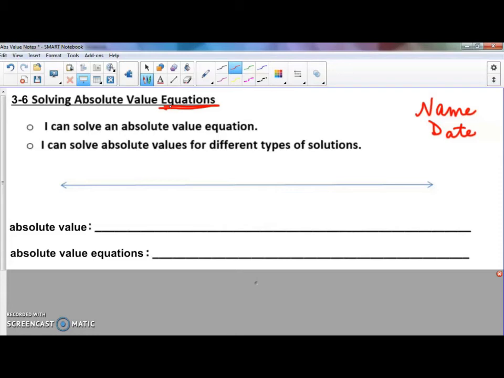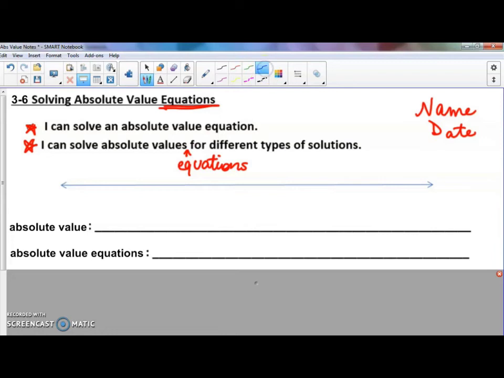So our two objectives are that I can solve absolute value equations, and I can solve absolute value equations for different types of solutions. There we go. And now, if you notice, I have a line here. We'll use it here in just a second. But we're going to take our first two definitions here.